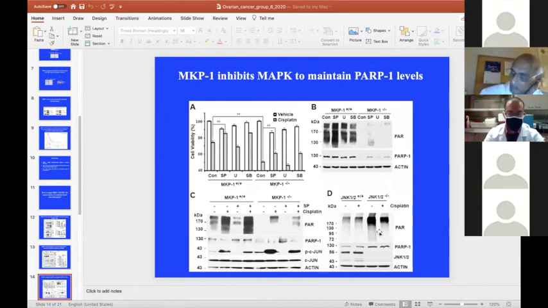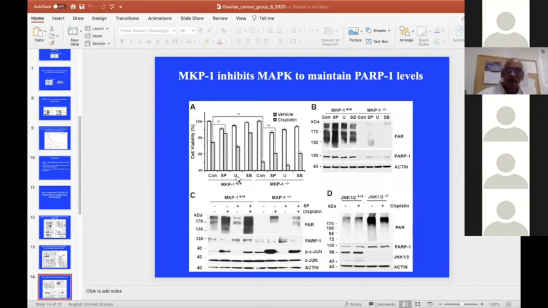Then we ask which pathway is involved in the regulation of PARP1. So initially we used inhibitors. We used three different kinds of inhibitors: SP, which is a JNK inhibitor, U0126, which is a MEK inhibitor upstream of ERK, and SB, which is a P38 inhibitor.